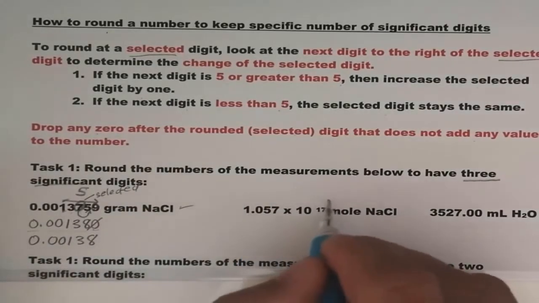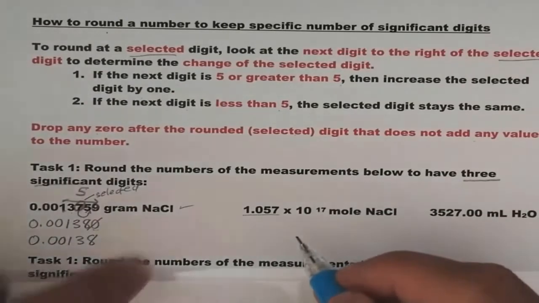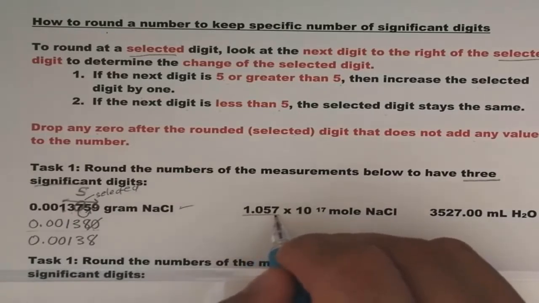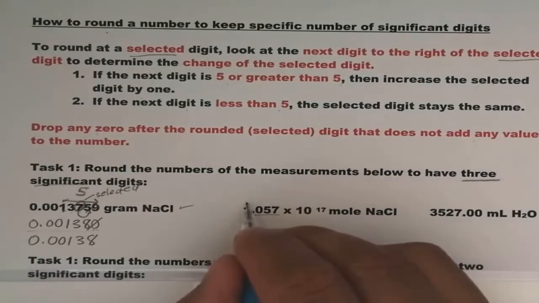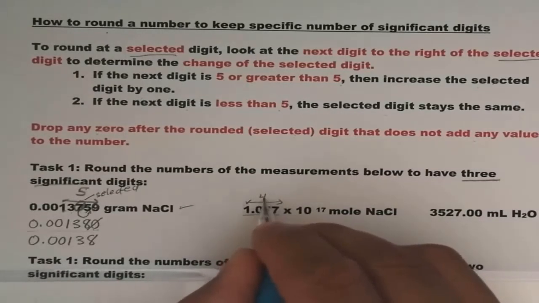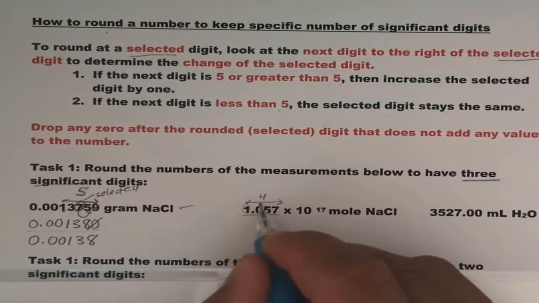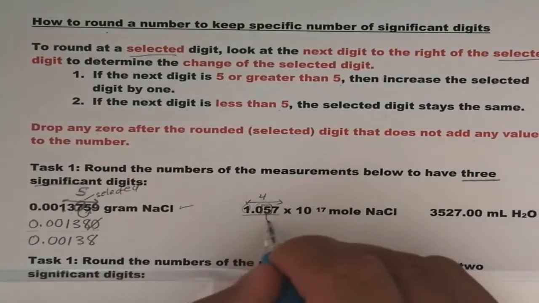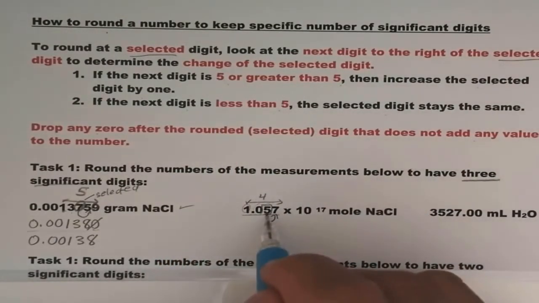Let's try another number. We have a scientific notation number, and this is our coefficient that we're going to focus on, because we only focus on the coefficient number. In this case, we have 1.057, and we want to keep 3 significant digits. So this is a decimal, this is our first non-zero all the way to the end, so it gives us 4 sig figs. To keep 3 of them, we look at the third one. This is our first one right here, second one, and this is our third one right there, which is the 5. So again, we look at the next digit of the selected digit, which is 7, and that 7 is 5 or greater than 5, so that 5 right there will become a 6.